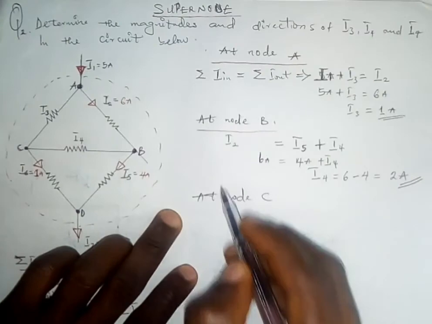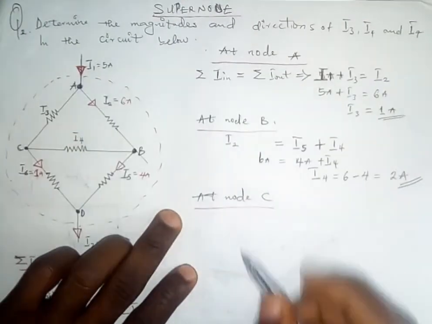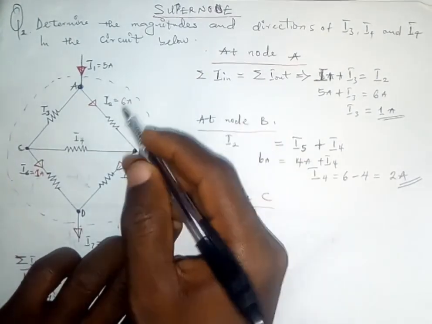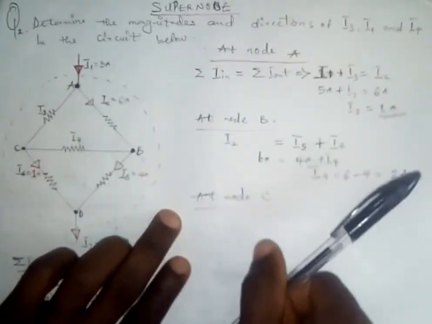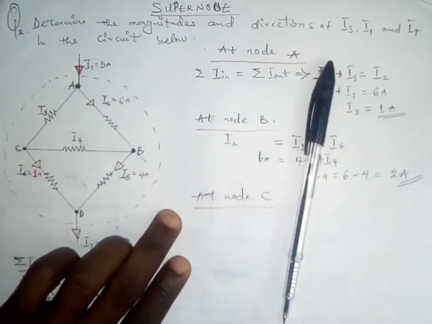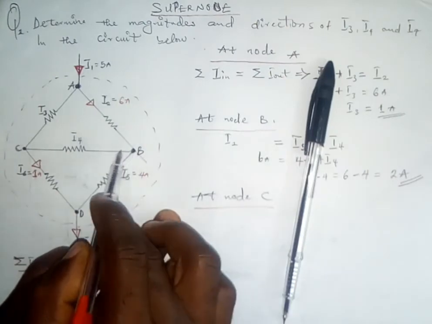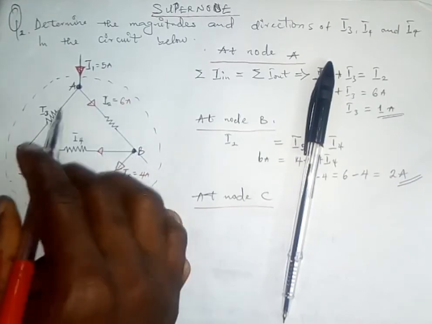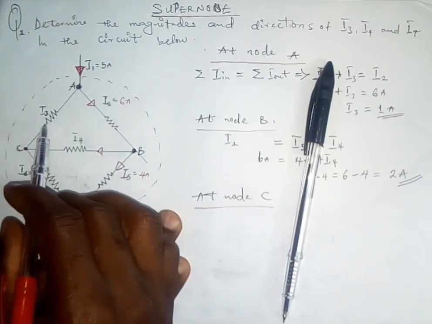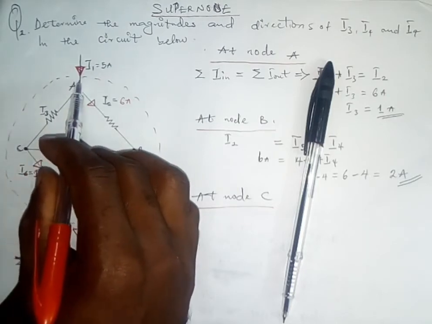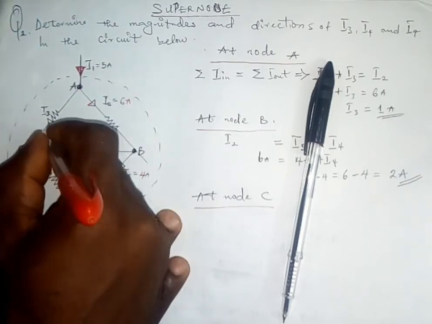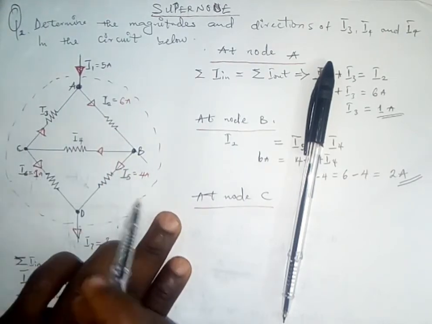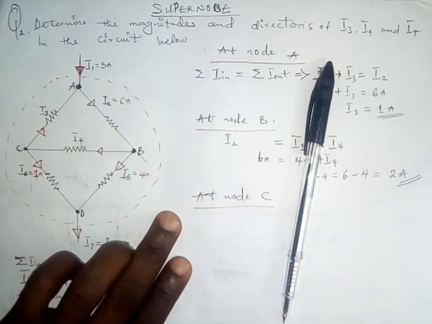Let's quickly demarcate that. At node C, we have already found out that the direction of our I4 is leaving node B. So our I4 will be in this form. On our I3, if we are not mistaken, I think we have done that too. Our I3 is definitely leaving node C. I think that is very easy to discover.